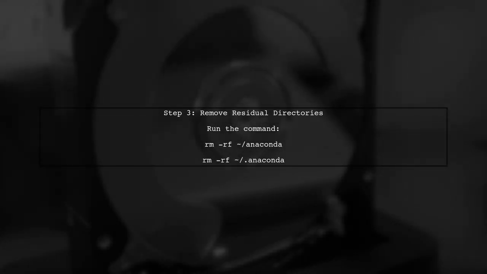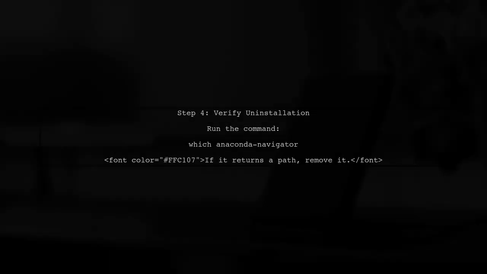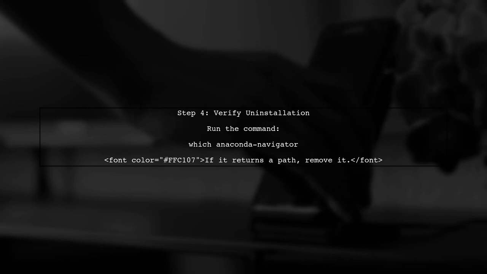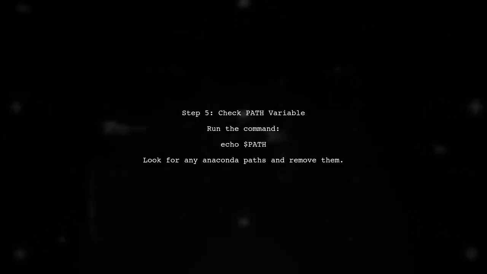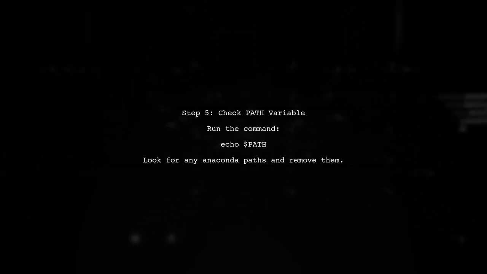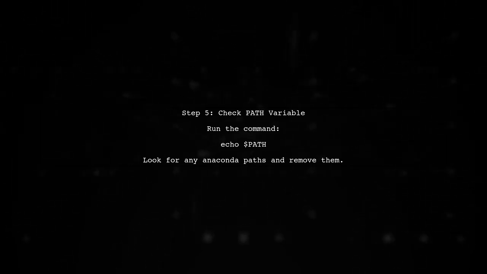If you find any remaining Anaconda directories, you can manually remove them. Use the rm command to delete these directories. Finally, to ensure that Anaconda is completely uninstalled, check if the Anaconda Navigator still runs. If it does, you may need to remove additional configuration files. If you still encounter issues, consider checking your path variable to remove any references to Anaconda.